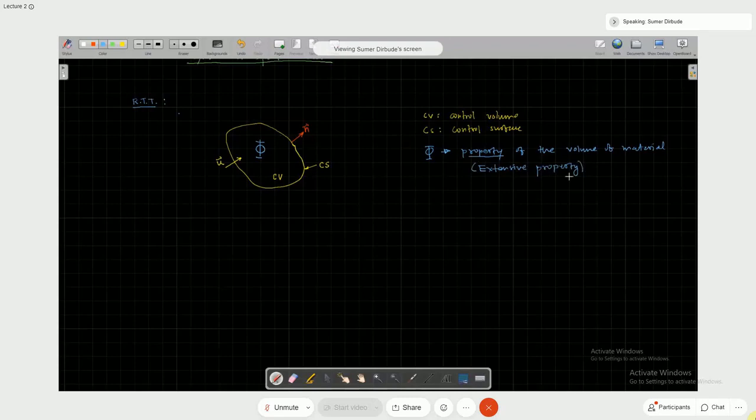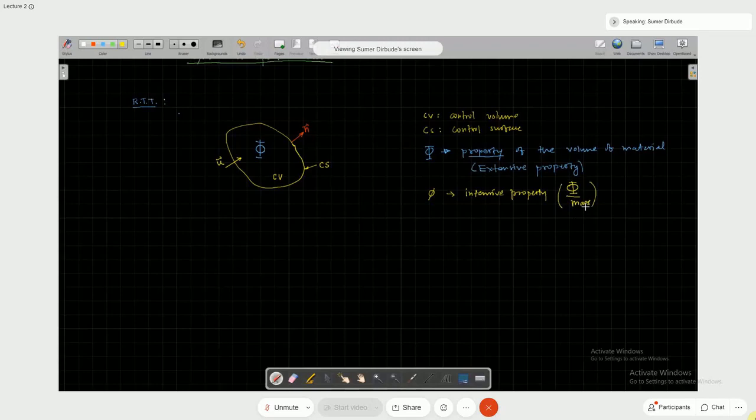Now we know that we can also represent any extensive property per unit mass, in terms of an intensive property. Let that intensive property be small phi. So small phi is an intensive property, which is nothing but the capital phi per unit mass.